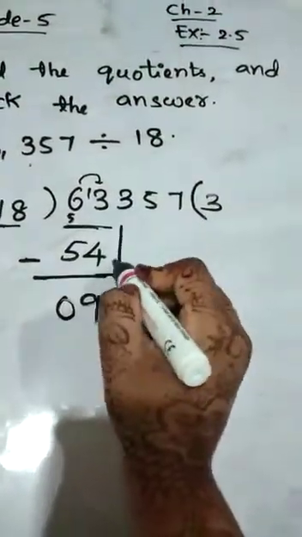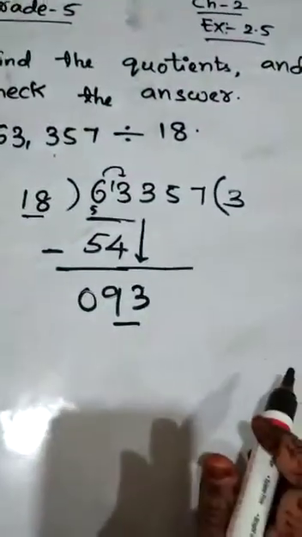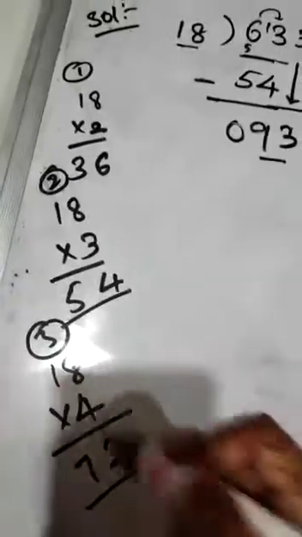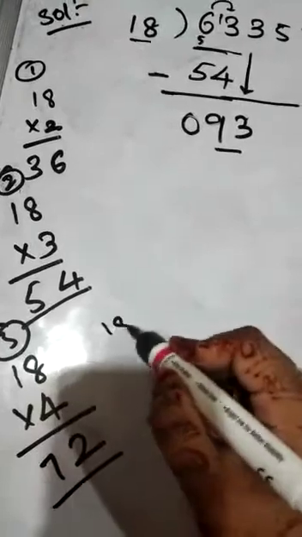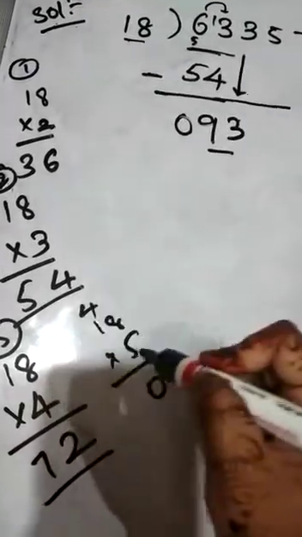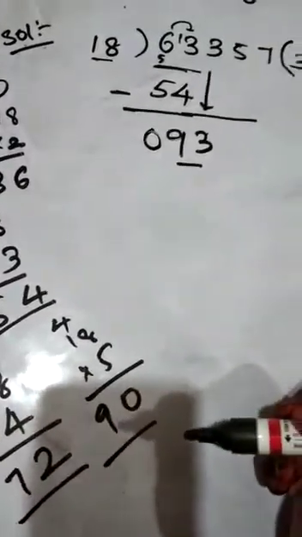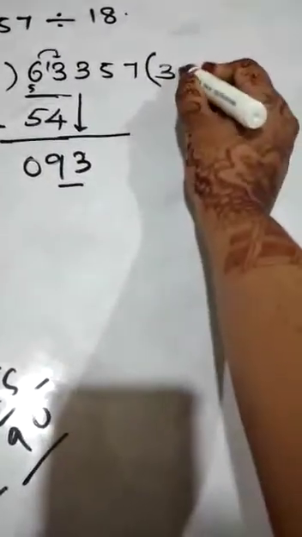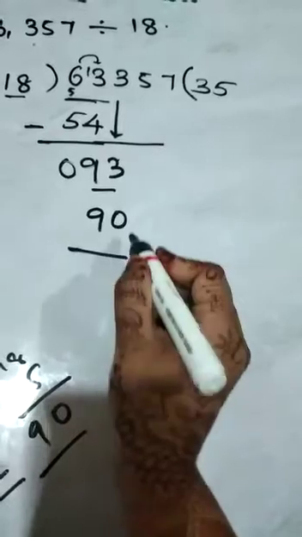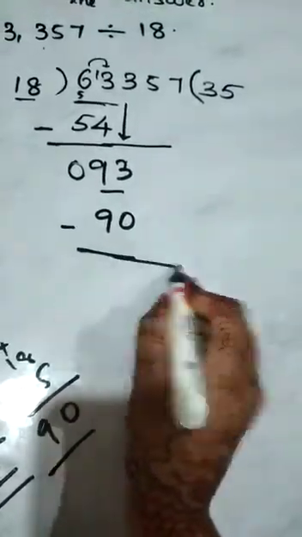What is the next number here? 3. So this will become 93. Now we have to look in the 18 table for when 93 will come. Here 18 fours are 72, 18 fives are, 5 8s are 40, 5 ones are 5 plus 4 is 9. So 18 fives are 90. Here 93 is there, no? If you do 18 sixes, you will get a bigger number. So it's better to take 18 fives. 93 minus 90 is 3.